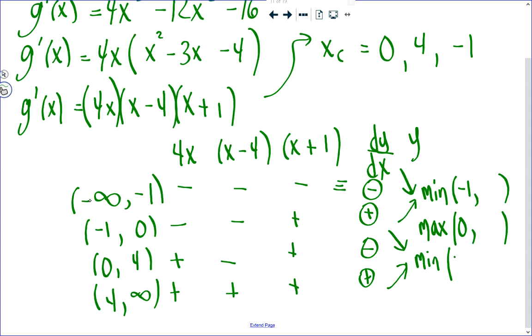And by the way, if you want to, you have graphing calculators. You could always graph this original function, not the derivative, graph the original function and confirm that those are the locations of the extreme values. Again, if you want to find the y coordinates, feel free to put those x coordinates into the original function.